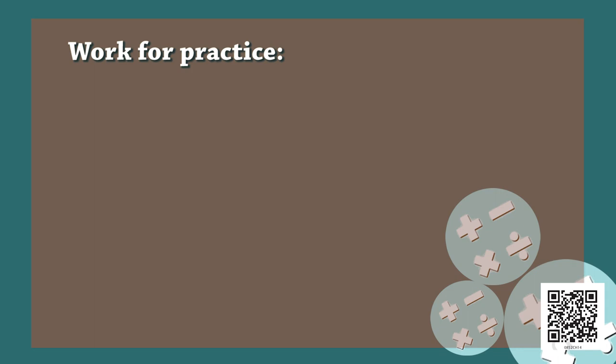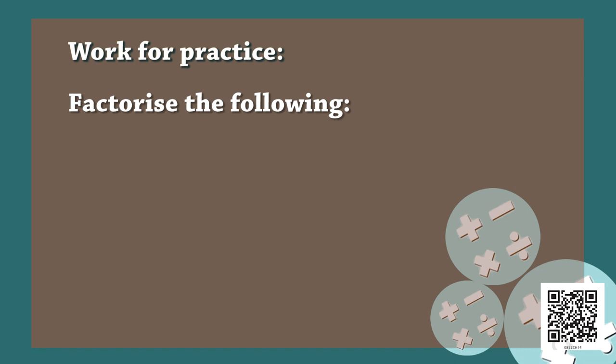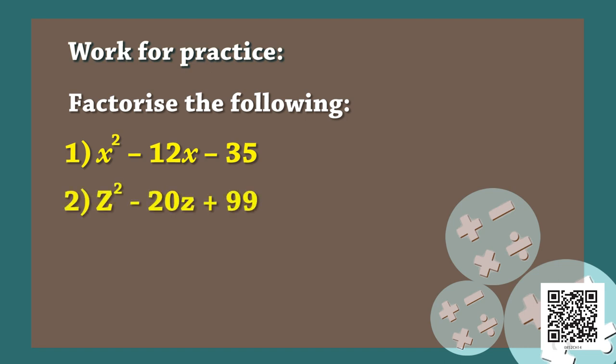I hope by observing these examples, you will get an idea how to factorize such type of algebraic expressions. For your practice, I am giving some problems. Please try it, find the factors. Work for practice. Factorize the following. 1. x square minus 12x minus 35. 2. z square minus 20z plus 99. 3. 6p square minus p minus 2.